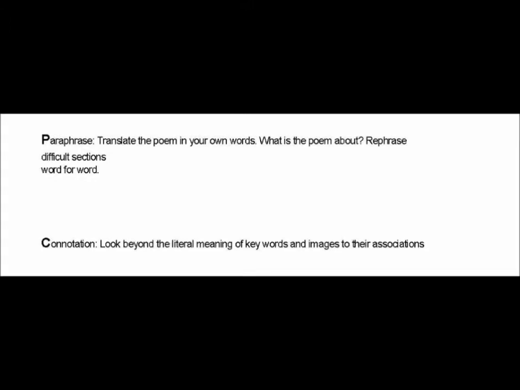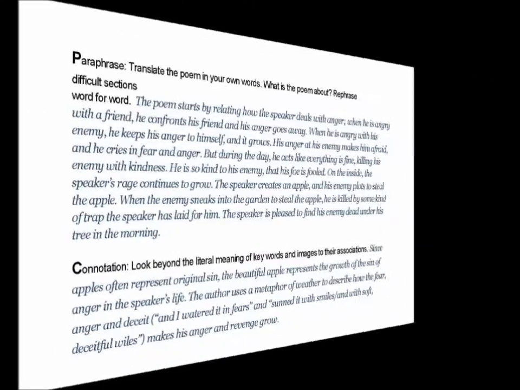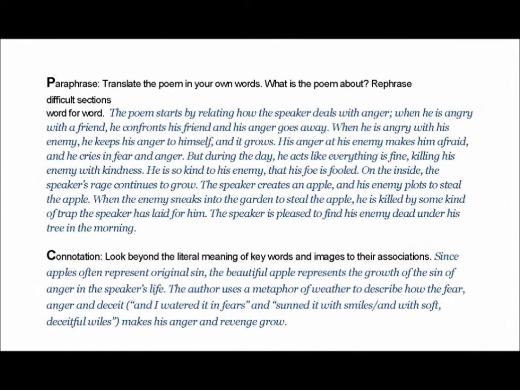Okay, now let's see what I put down for my paraphrase of the poem, and I'll tell you some of the connotations. My paraphrase says, the poem starts by relating how the speaker deals with his anger. When he's angry with a friend, he confronts his friend, and his anger goes away. When he's angry with his enemy, he keeps his anger to himself, and it grows. His anger at his enemy makes him afraid, and so he cries in fear and anger.